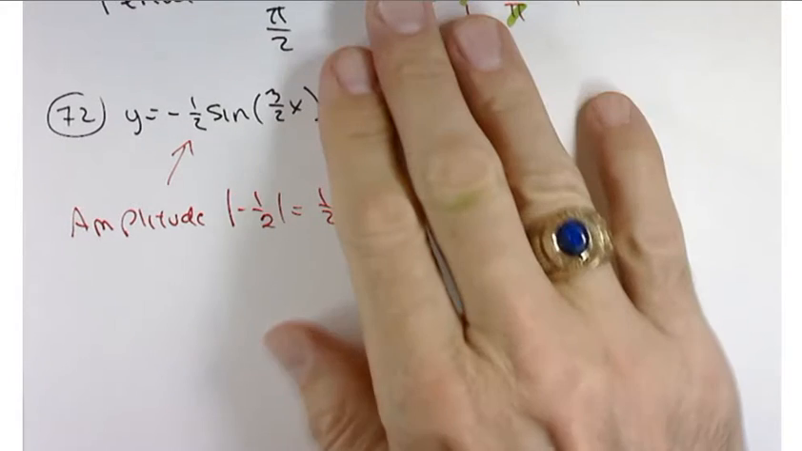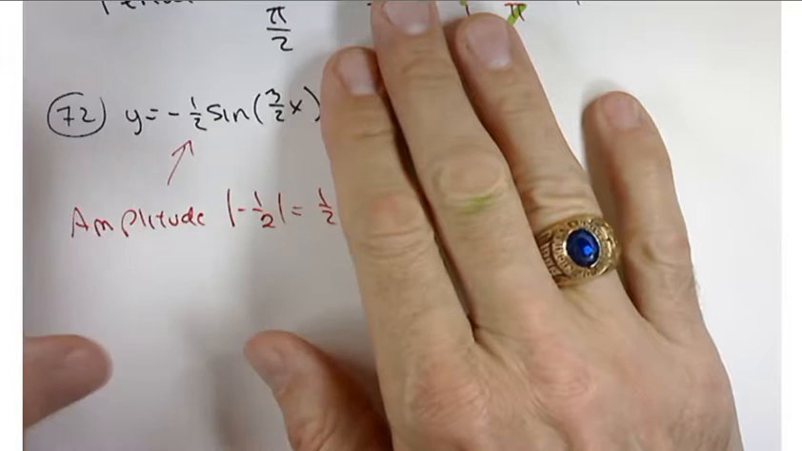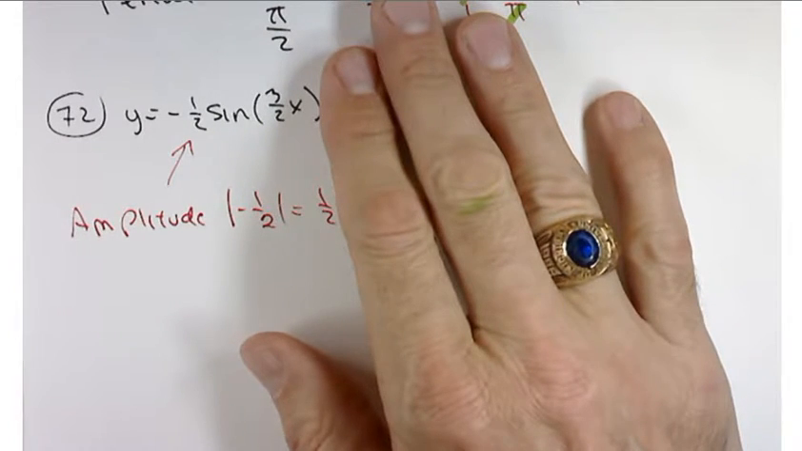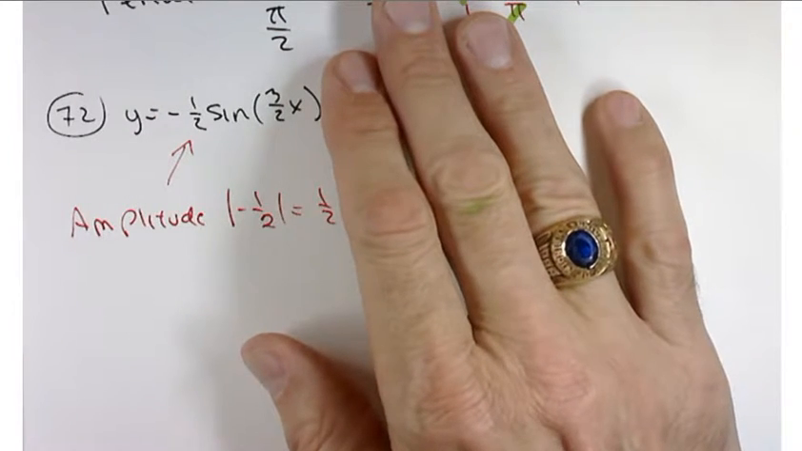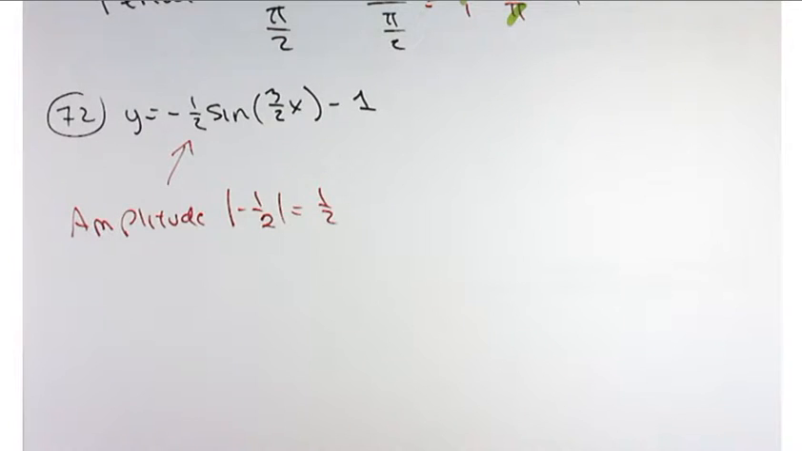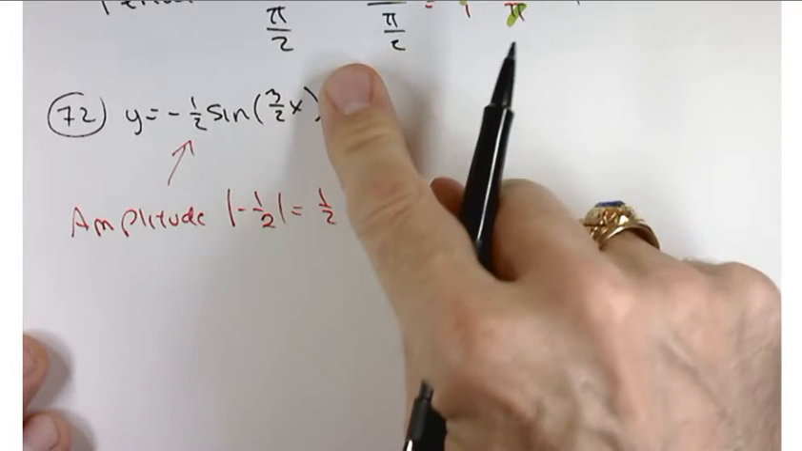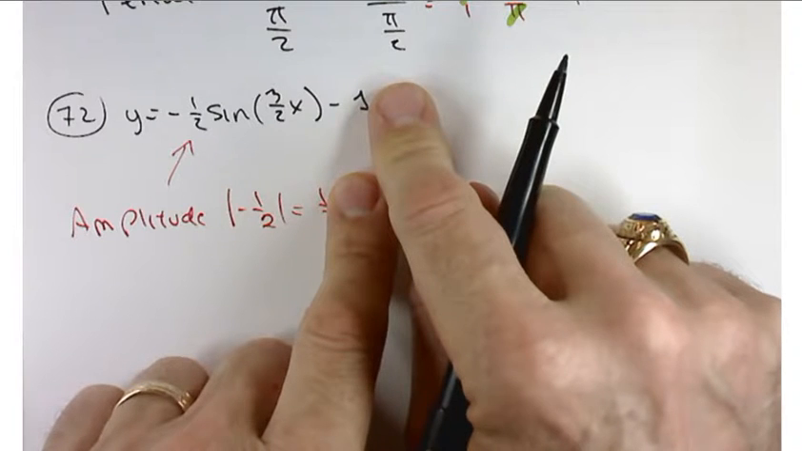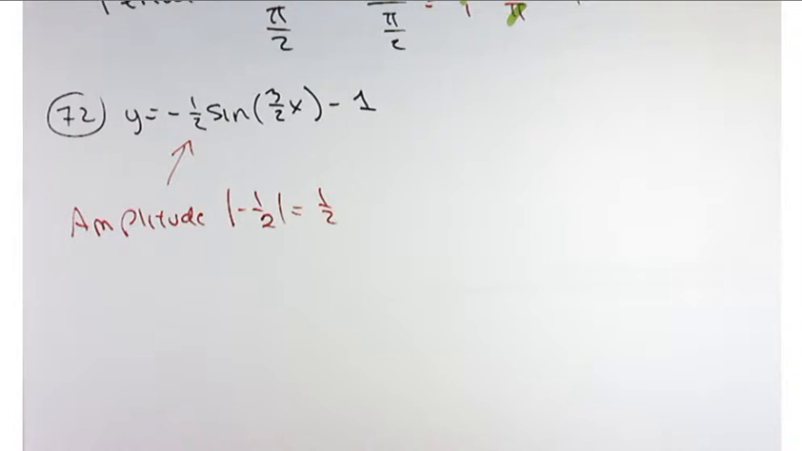If you were just looking at that, just this much, what would be the range of your new function? Yeah, -1/2 to 1/2. The regular sine function goes between -1 and 1. Our new function here would have a range between -1/2 and 1/2. That's before we take care of this -1. So what do you think the -1 here is going to do to the graph? It's going to shift it down by 1 unit.